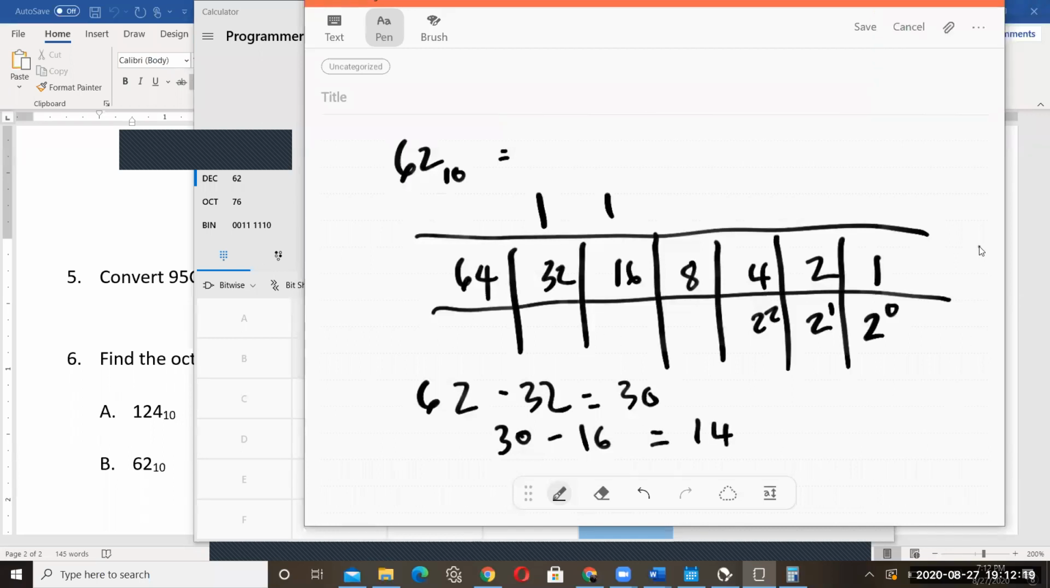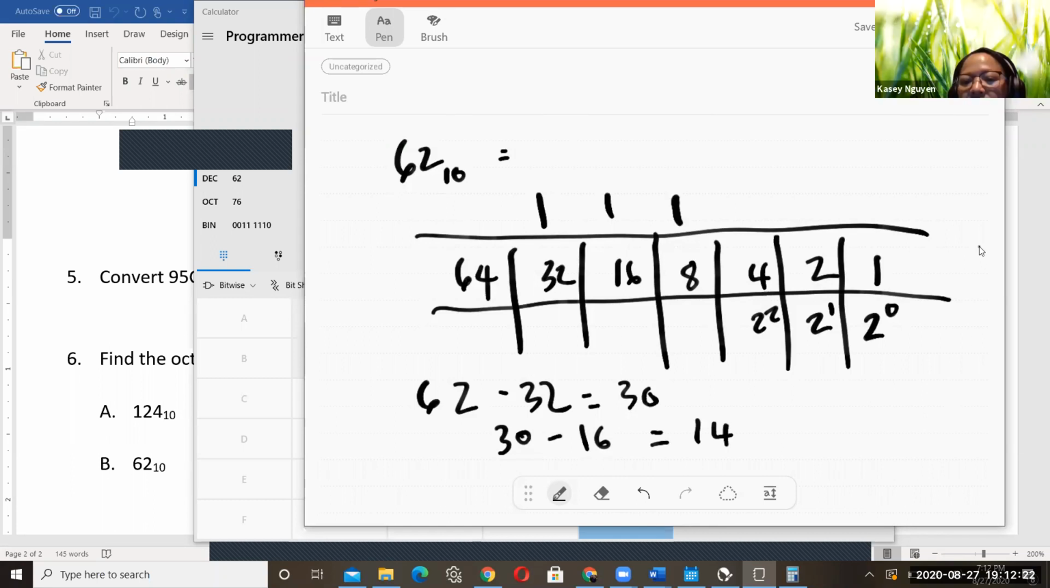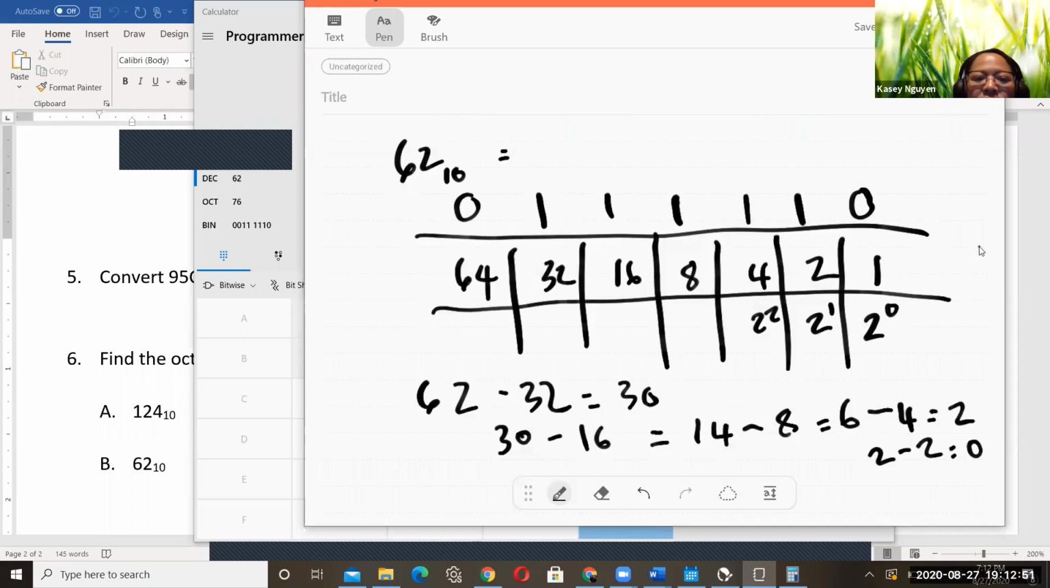Then I subtract the next number: 14 minus 8 gives me 6, right? Next number, I subtract 4, which gives me 2. Subtract again, 2 minus 2 is 0. So we start out with simply converting it to binary. So we're going to go from decimal to binary, right?